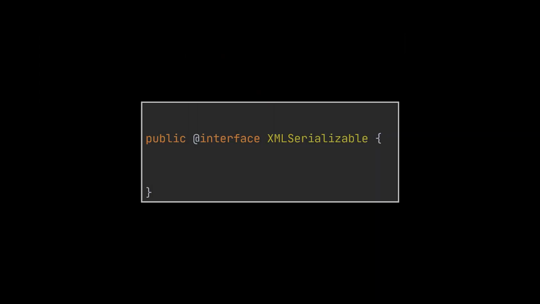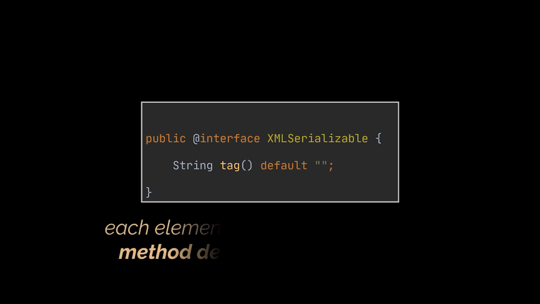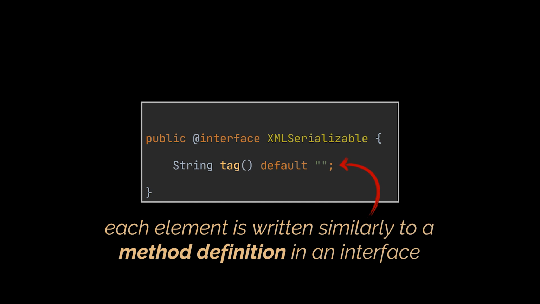Okay, the first step toward creating the class level annotation is to declare it using the @interface keyword, as you can see. This tells the Java compiler that this is a Java annotation definition. Next is to define the attributes, or what we call elements of an annotation. Notice how each element is written similarly to a method definition in an interface. It has a data type and a name. In our case, we will have a single element, tag.